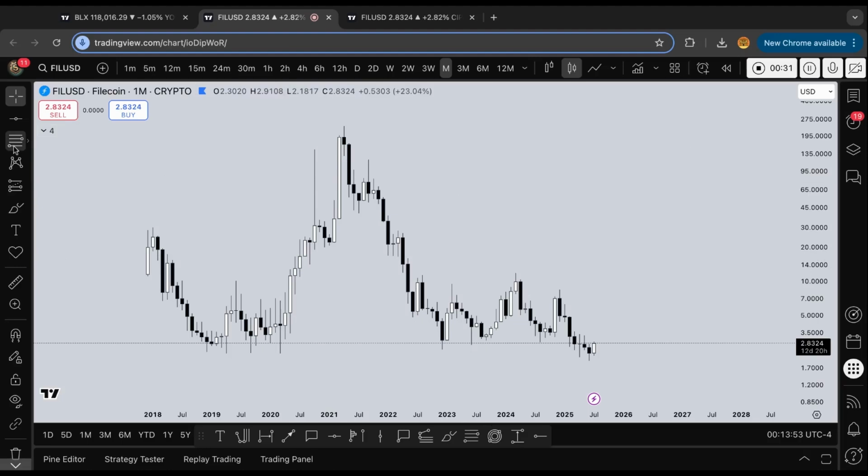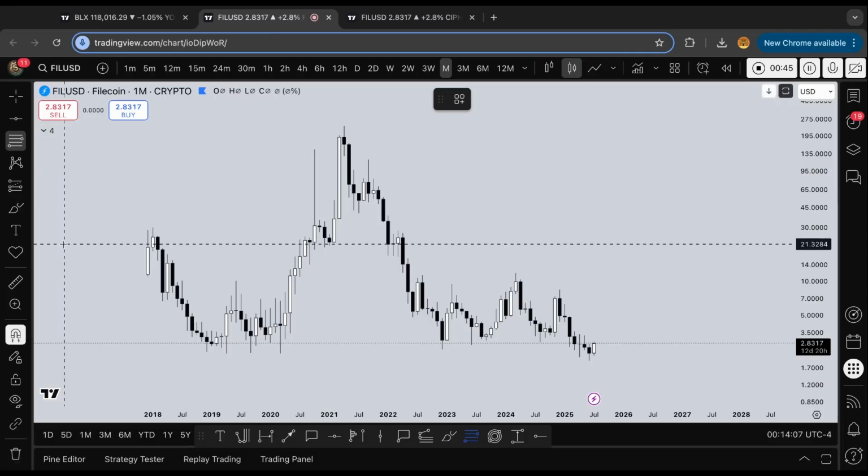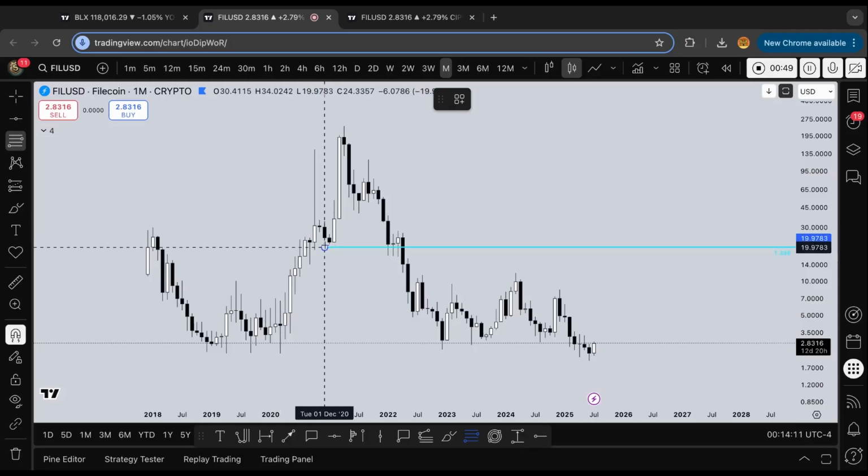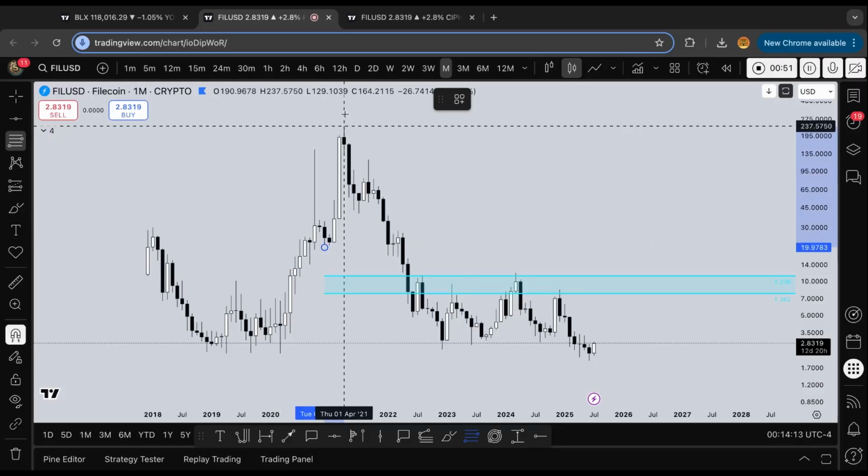off of Fibonacci retracements and trend-based Fibonacci extensions. And if you watched previous videos, I always like to take Fibonacci retracements off of significant bull market tops and bear market bottoms. So let's take the initial impulse that led to the 2021 bull market top.